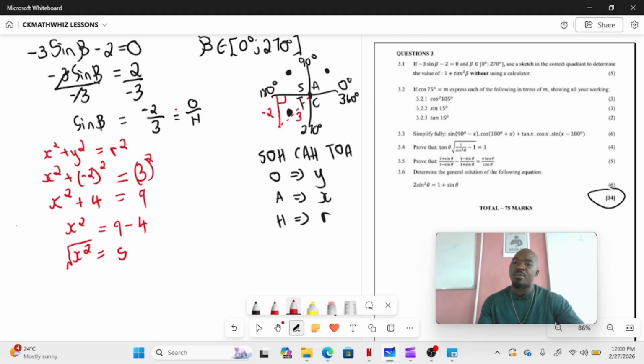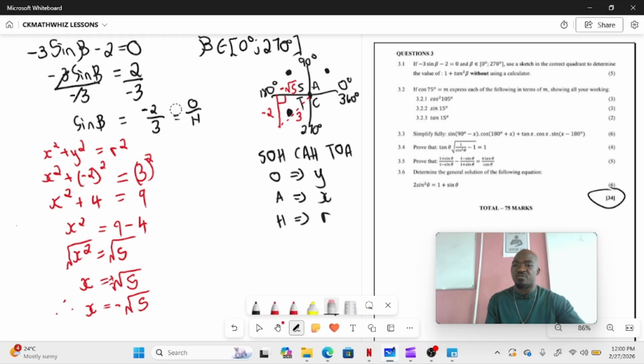Then we take the square root of both sides. Remember, guys, you must not forget how to remove that square. Then our x is equal to the square root of 5. It's going to be negative. Why? Simply because it is plus or minus, so x is equal to negative root 5, because from the origin to the left we get the negative values.